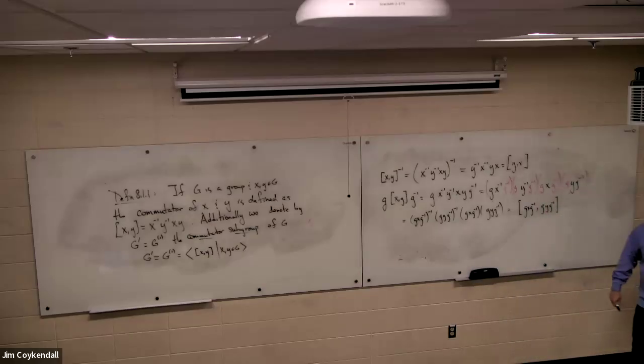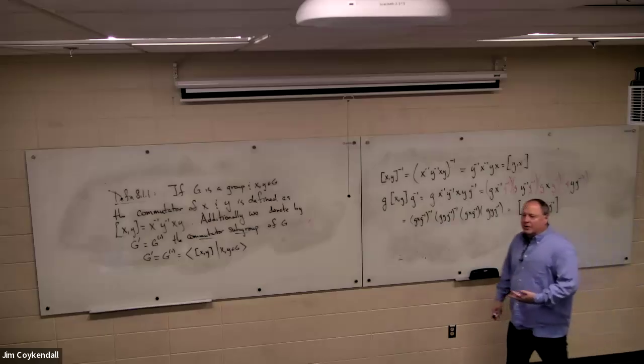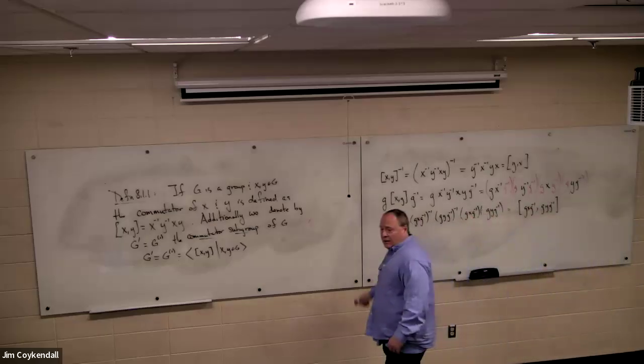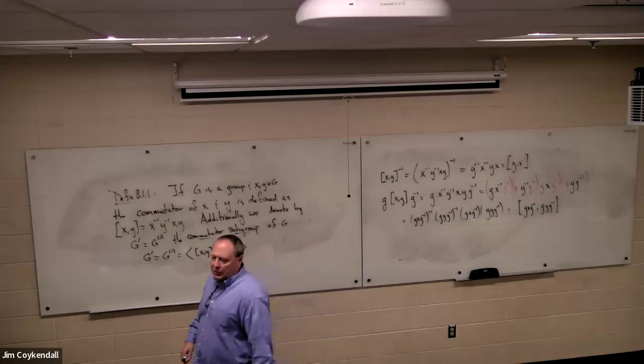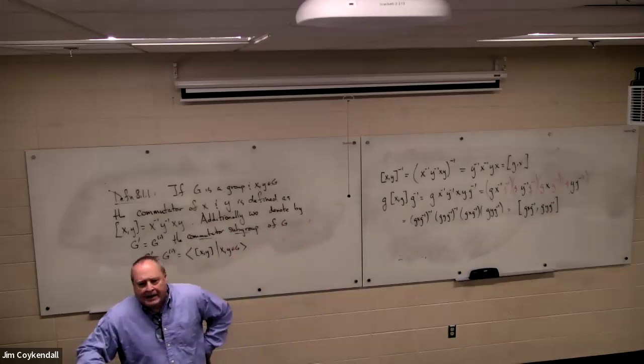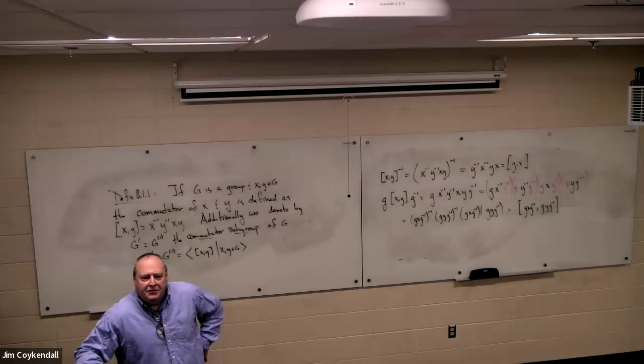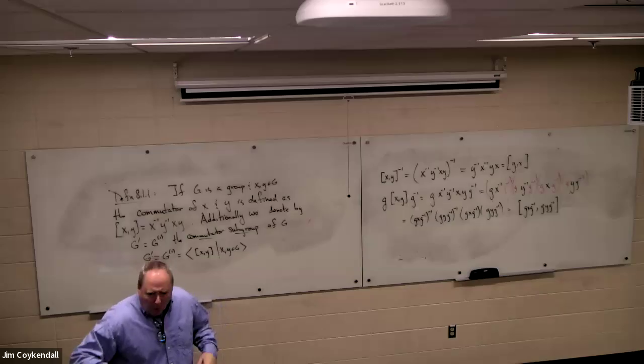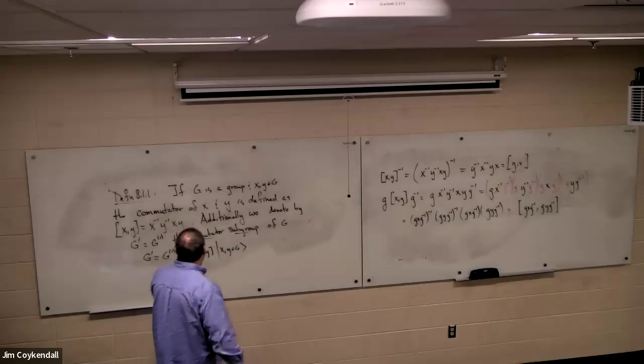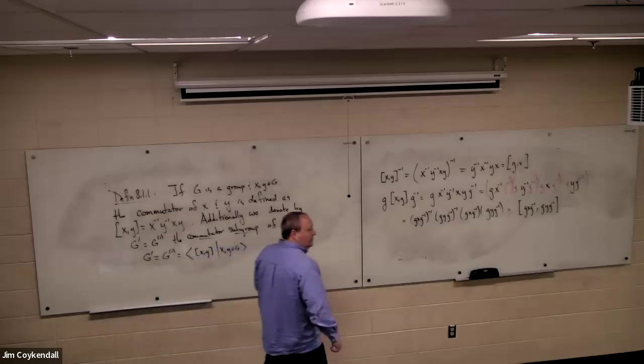So one of the things that we showed is commutators are closed under inverses and they're closed under conjugation. So I just said that the commutators by themselves don't form a subgroup. You have to look at the smallest group that contains the commutators.